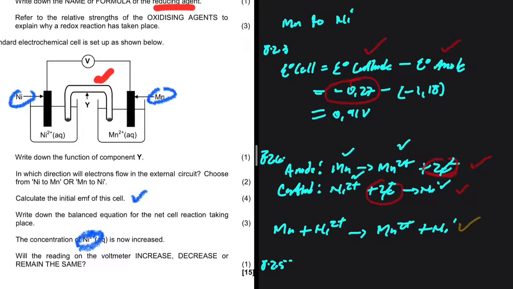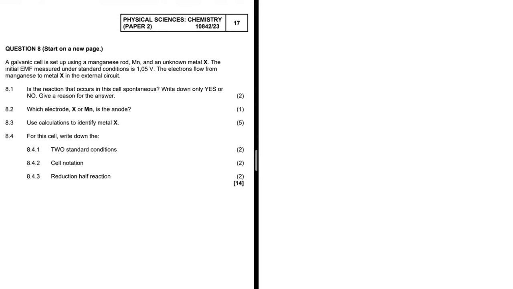But let's say, for instance, it was the concentration of Mn2+ that was increased, then the reduction potential at the anode would increase. And if the reduction potential at the anode is increasing, the reading on the voltmeter would decrease. But in our case, the reading on the voltmeter is increasing. Is the reaction that occurs in this cell spontaneous? Write down only yes or no. Give a reason for the answer.